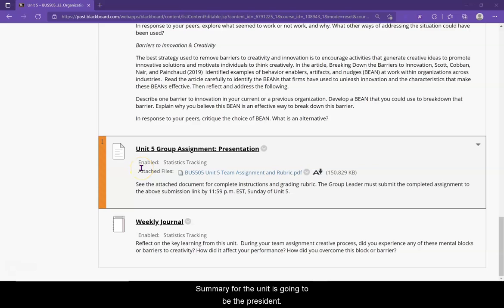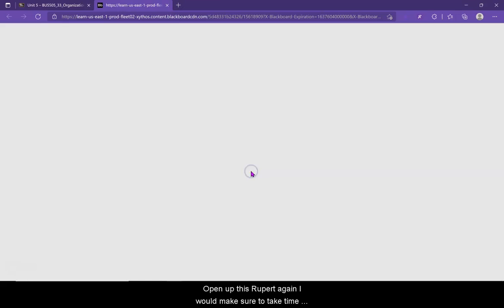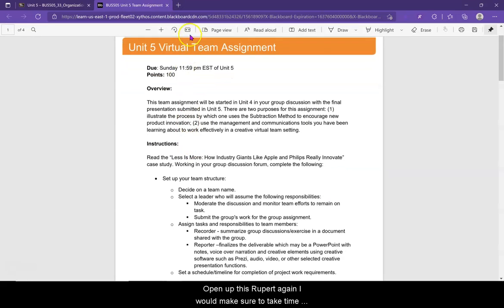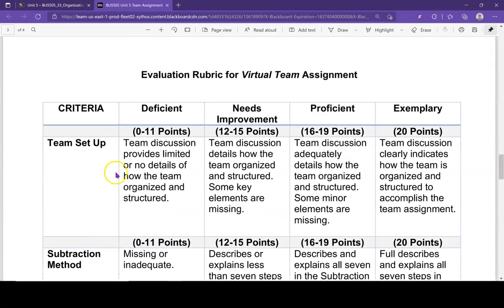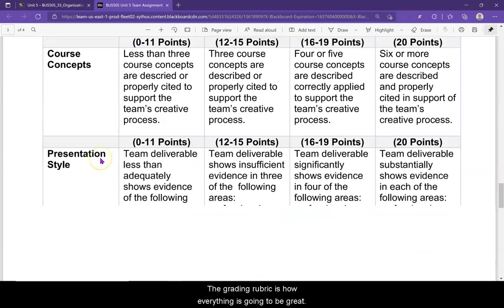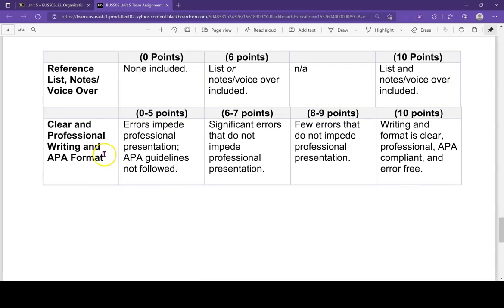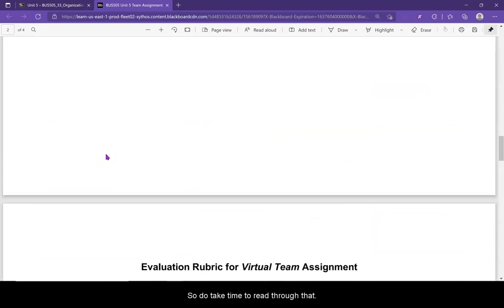The assignment for the unit is going to be the presentation. So open up this rubric. Again, I would make sure to take time to scroll down to the end, because the grading rubric is how everything is going to be graded. So do take time to read through that.